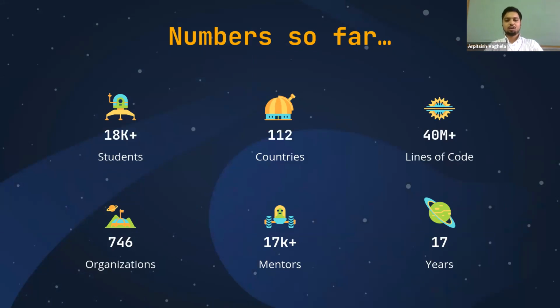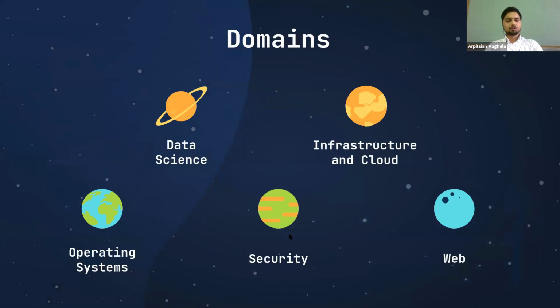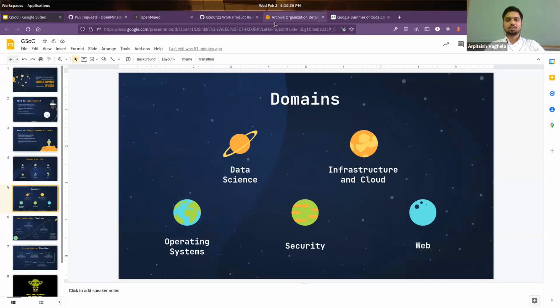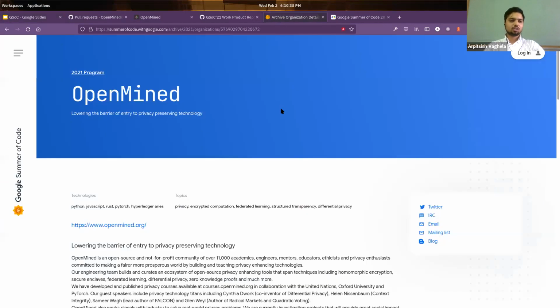There are a lot of students, mentors, and a lot of lines of code. So you can see this is a lot of code, right? And a lot of organizations have joined. Okay, so instead of looking at domains here, we can see the domains on the Google Summer of Code website itself.